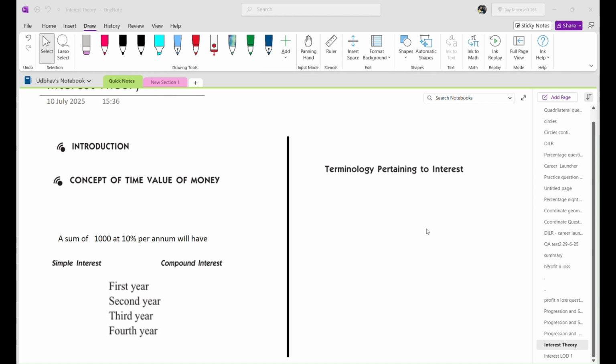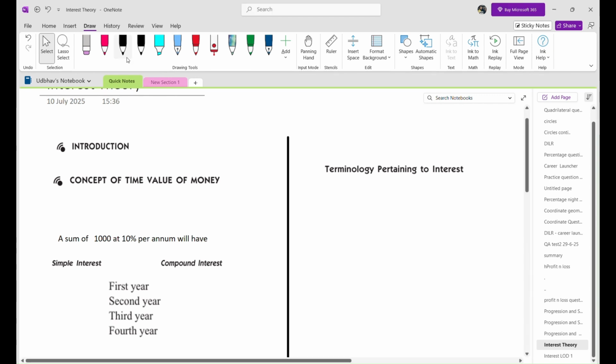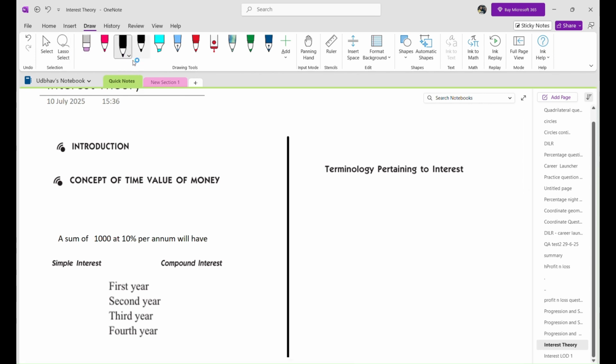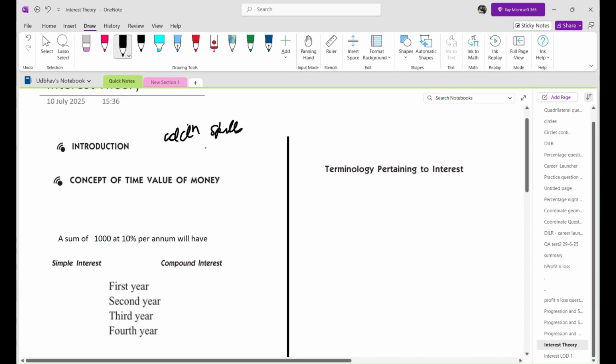Before studying this chapter, one should have a clear understanding of percentages and percentage calculation. The faster you are at percentage calculations, the faster you will be in solving the questions of interest. And yeah, your addition should be nice. You should have nice addition skills. Addition skills, percentages must.